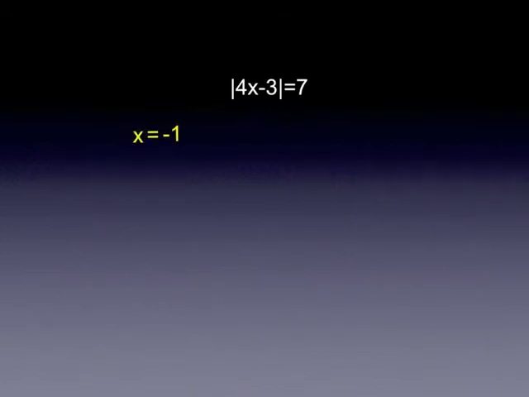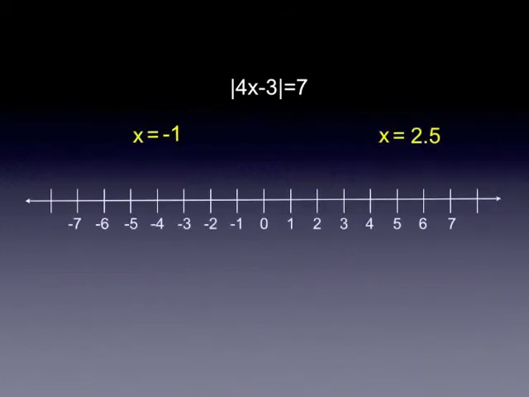So the solution is x is equal to -1 and x is equal to 2.5. If we're going to graph -1, it'd be like that. And if we're going to graph 2.5, we would put it on a number line like this.